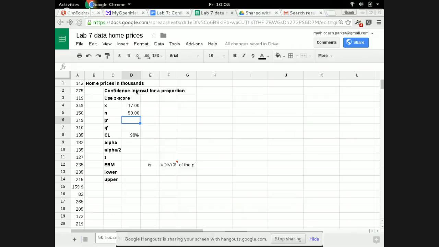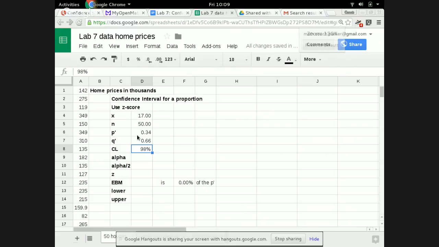So then p prime or p hat, the population proportion, is always how many favorable outcomes divided by the total number of outcomes. q is the complementary probability, so that's always 1 minus that. So that should be what, 66%. And here I'm going to go for a 98% confidence interval. Blow that up a touch.